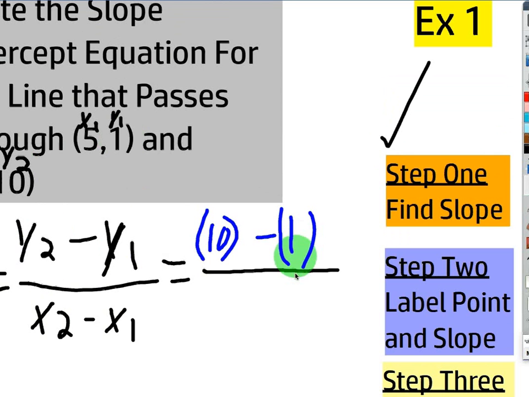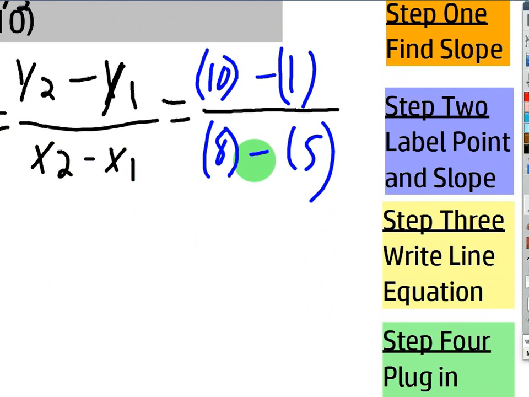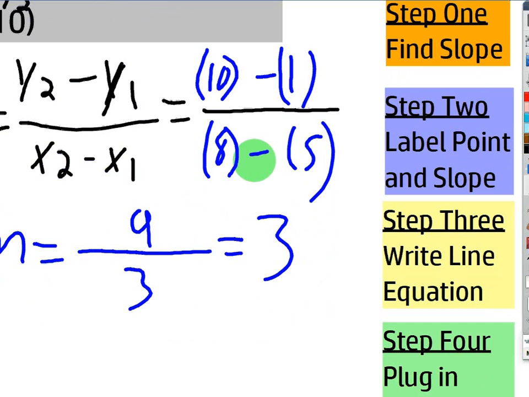What is x2? Somebody tell me. 8. Thank you. 8. I labeled it right there. Thank you. x1 is 5. I'm going to replace x1 with 5. Now I made the first one easy because it's just a bunch of positive numbers. There's no subtracting and negative. Okay? So, what's 10 minus 1? 9. 8 minus 5? 3. So the slope is? 1/3. No, not 1/3. 9 over 3, but simplified. No, it simplifies to 3. Oh, yeah. That's okay. I'm tired today.